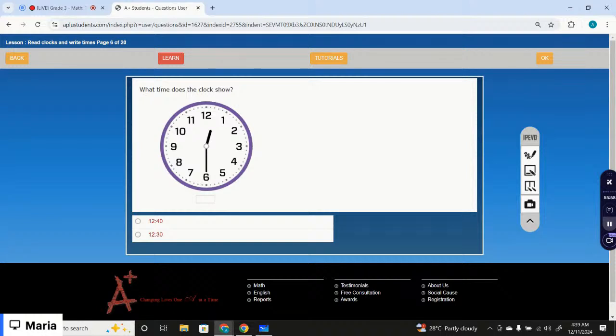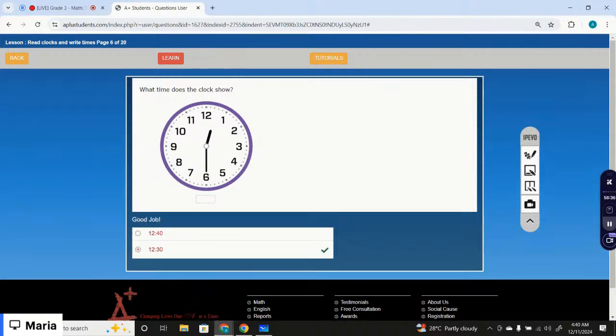What time does the clock show? Which is the correct option? 12:30. Option number 2 is the correct option. That is 12:30.